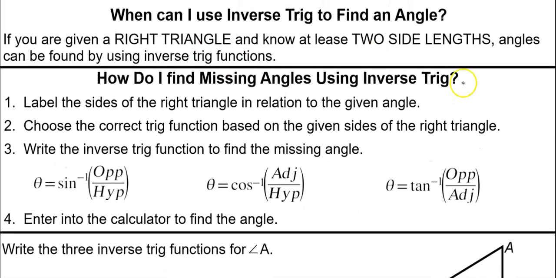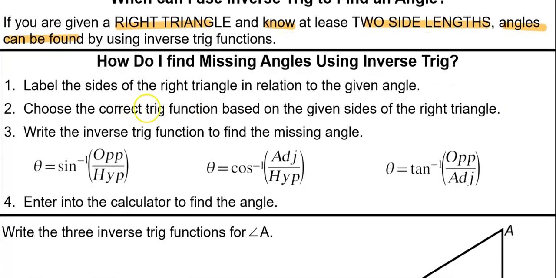Well, if I am given a right triangle, so it has to be a right triangle, and I know at least two side lengths. So it's going to look like we're going to use Pythagorean theorem. So we have a right triangle, and we know two side lengths. We can find angles. And we're going to find those using our inverse trig. So how do I find the missing angles using inverse trig?